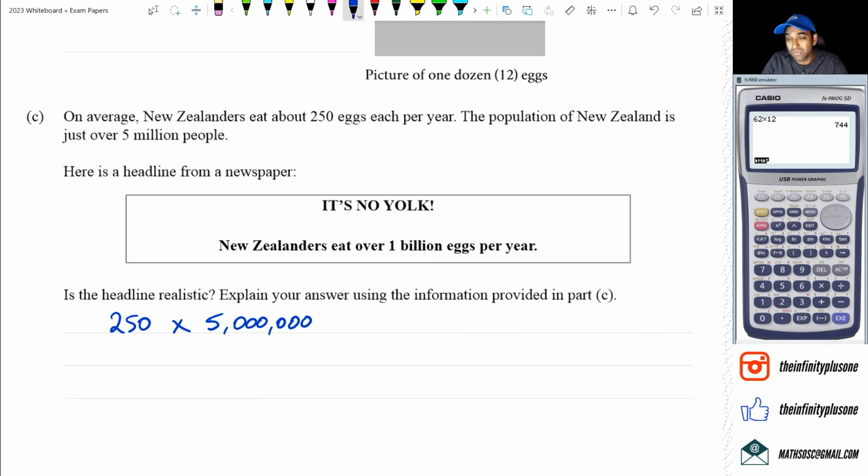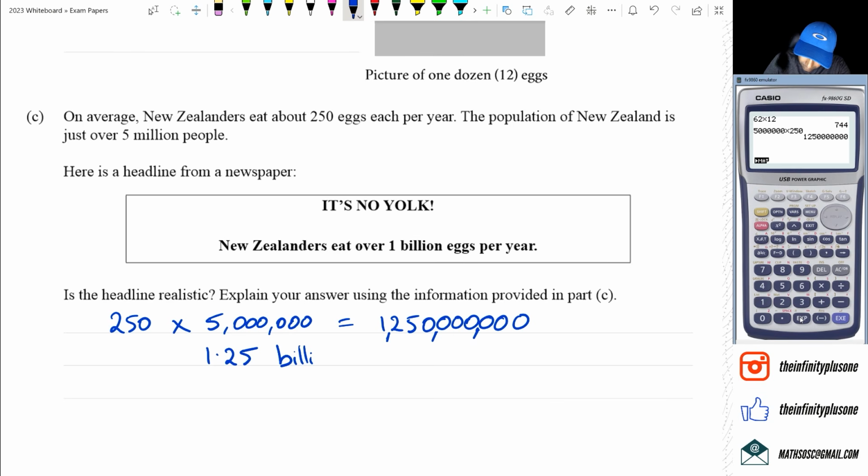We're going to multiply that with 5 million, as we've got roughly 5 million people in this country at the moment. So I'm going to go 5 million, make sure I get the number of zeros in there, multiplied by 250. And that gives me, well, whatever that is. How many zeros have I got there? Let's have 1, 2, 3, 4, 5, 6, 7 zeros. Okay, that looks all right. So we've got 1.25 billion eggs.